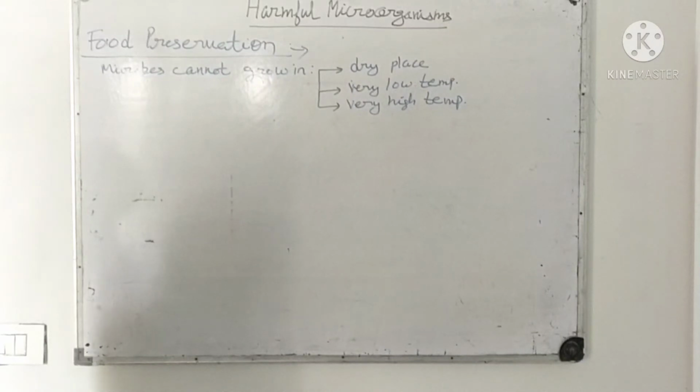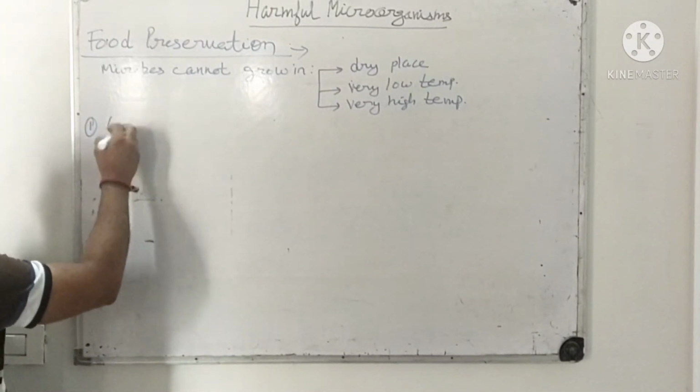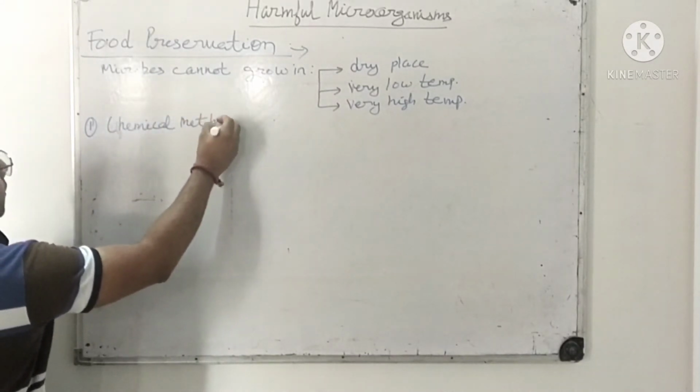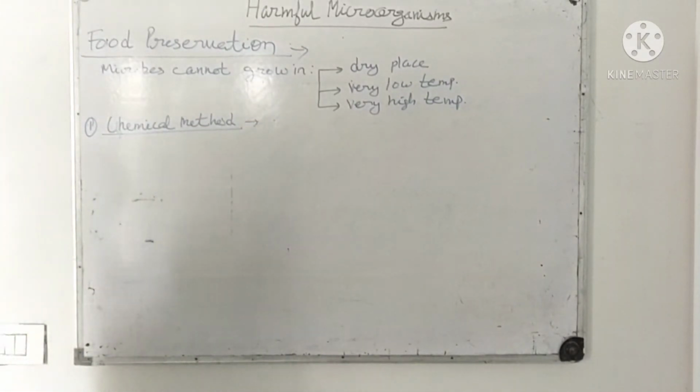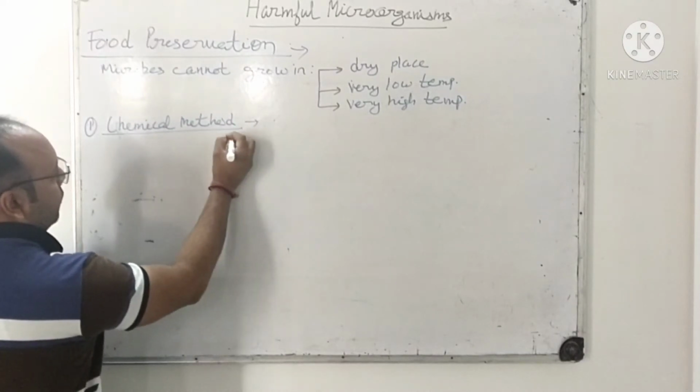By using this, there are some methods which are used to protect the food from being spoiled. The first one is the chemical method. As from its name, it's clear that chemicals will be used to protect the food items from being spoiled. They can check the growth of microorganisms. These chemicals are called food preservatives.